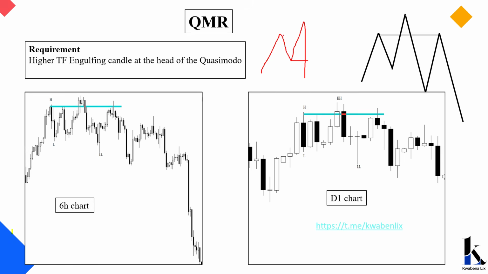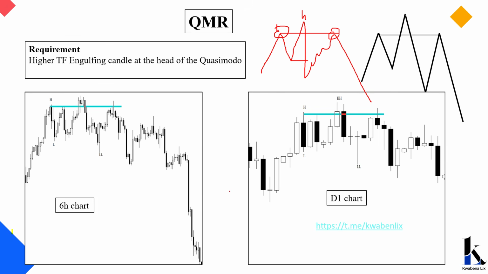So when this happens, you want to be looking for a sell around the left shoulder. So this is the left shoulder, this is the head. You want to take the trade on the right shoulder, using the left. So when price is forming the right shoulder, use the left and execute a sell. So that's the Quasimodo.